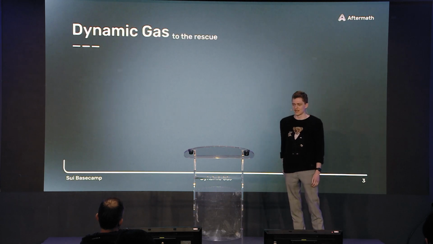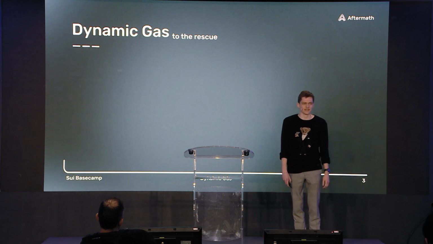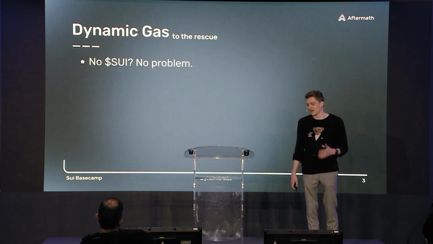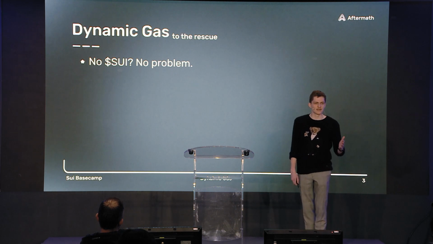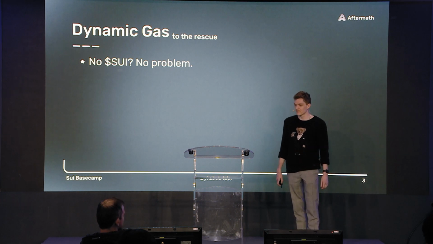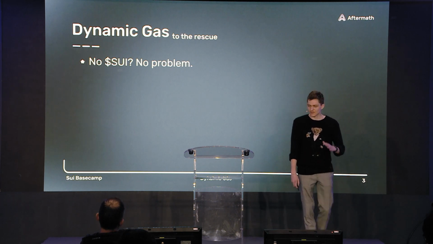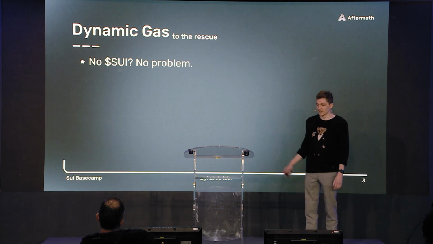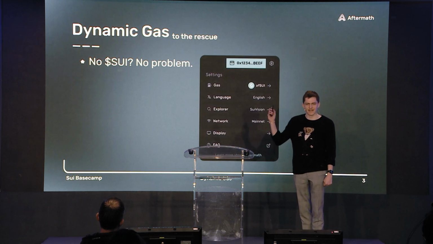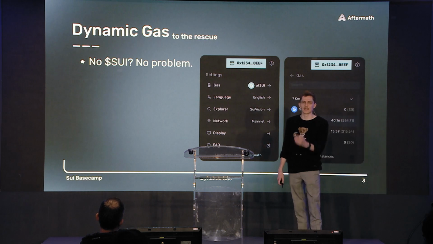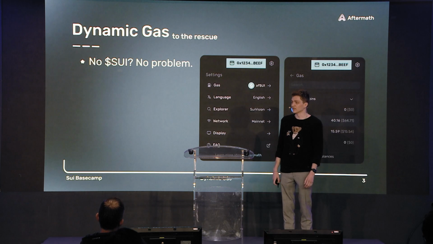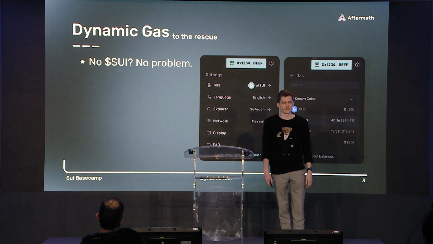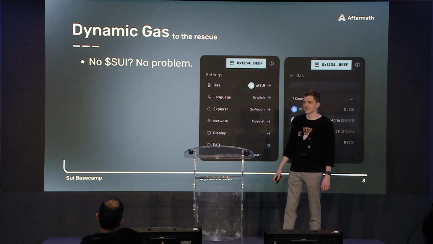So in comes dynamic gas to the rescue, and this is where the tagline, no Sui, no problem, gets its name. Dynamic gas lets you execute transactions while paying for gas in something other than Sui, which is pretty novel. It's all using Sui native primitives, which I'll show, but it's as simple as going to our settings, seeing a gas section, and selecting what gas you want. Here you can see I'm using AF Sui, our liquid staking token. I'm not even holding Sui, and I'm still able to execute transactions on Sui, just by going to settings and switching it.